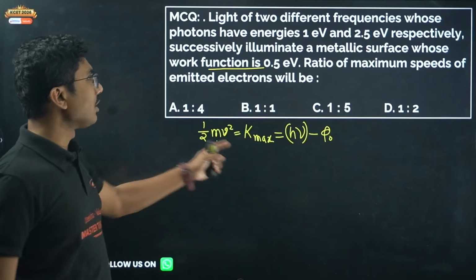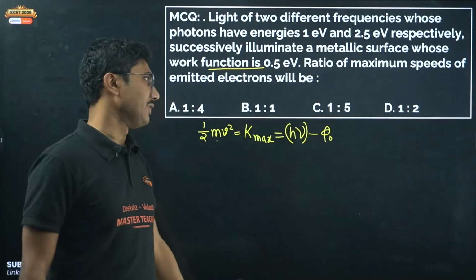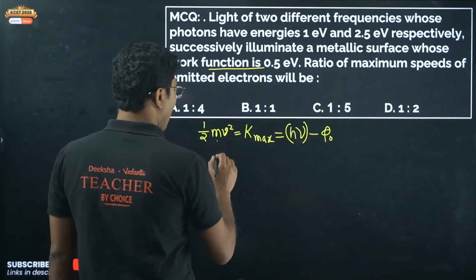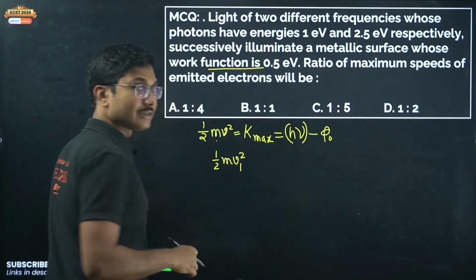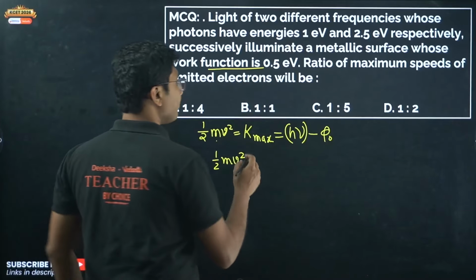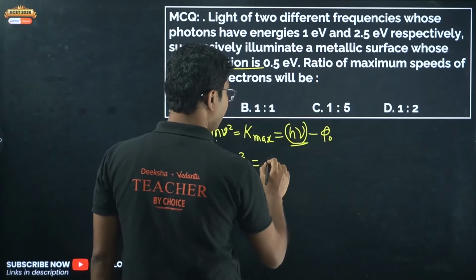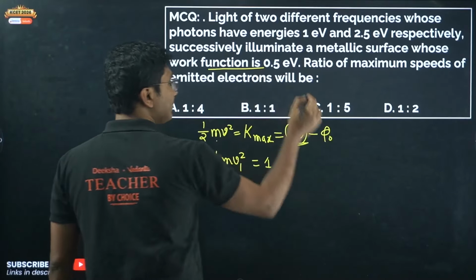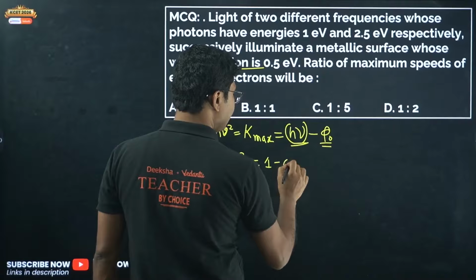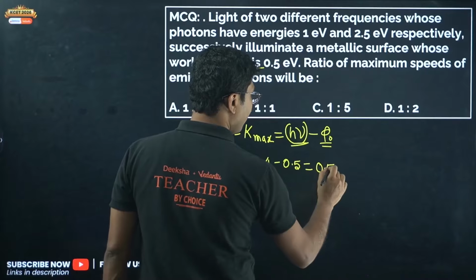Now in this particular problem there are two sets of energies, 1 eV and 2.5 eV. So half m v1 square, for the first case, h nu is 1 electron volt. h nu itself is the value, and the work function phi naught is given as 0.5 electron volt. So half mv square is 0.5.